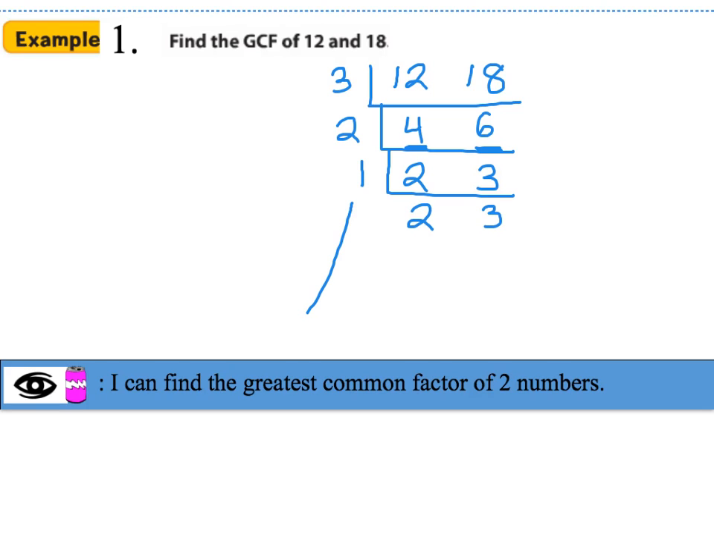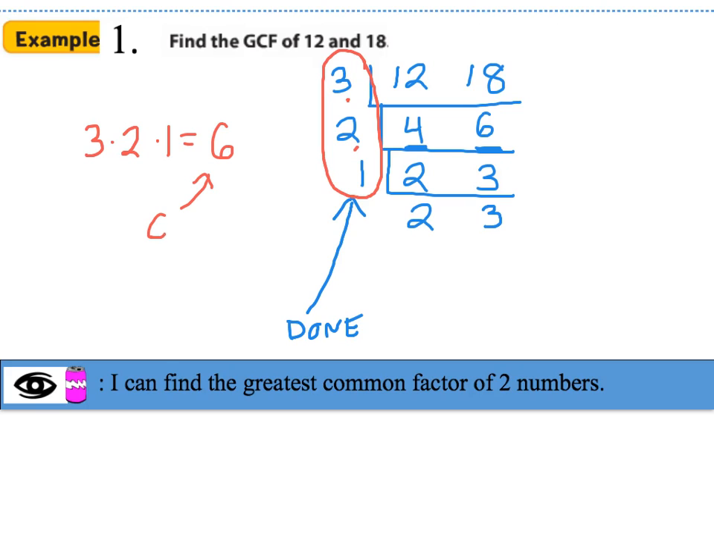Notice we got a 1 on the bottom of our ladder, and that was our goal. So we know that our ladder is done because we have a 1 on the bottom. But in order to get the GCF, I need to multiply all the numbers on the left-hand side of the ladder. So I'm going to write 3 times 2 times 1 because those are all the numbers on the left-hand side of the ladder. If I multiply them together, I get 6. So my GCF, or greatest common factor, of 12 and 18 is equal to 6.